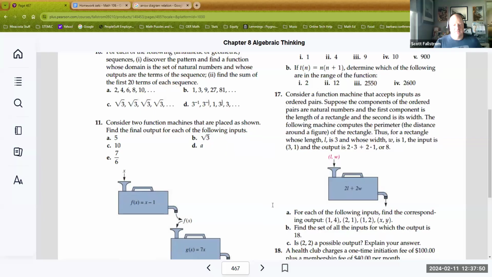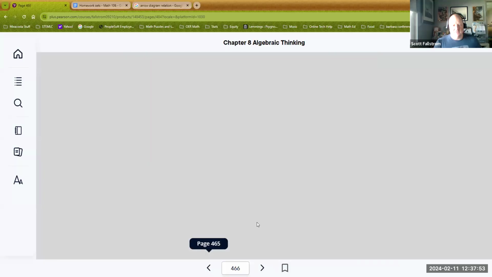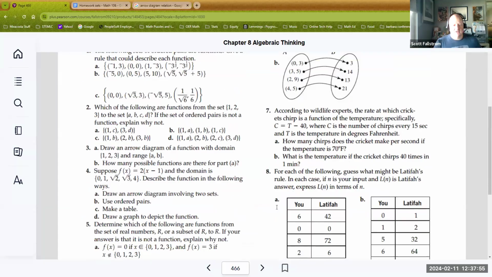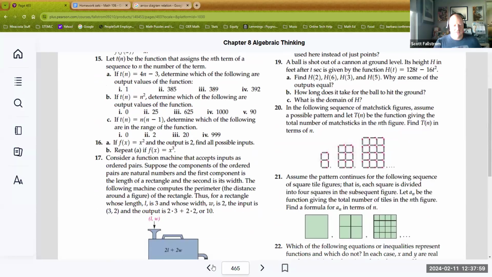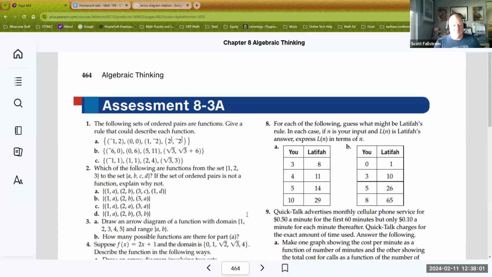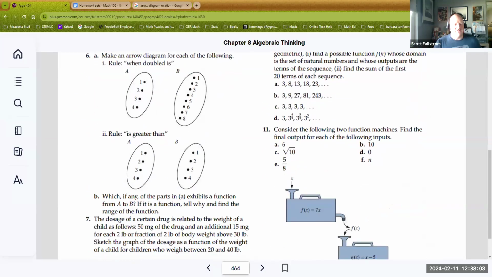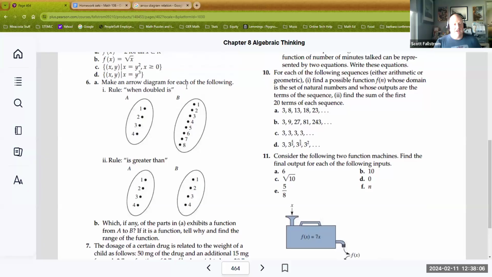So when you're dealing with functions, we saw we could look at them many different ways. Here we go. So arrow diagrams. Let me go back to the beginning in 4A, because I think there's some here. Yeah, here's some. Again, this is make an arrow diagram for each of the following. And it says when doubled is. Now this is great because they're using two different sets, A and B. But again, you could have used just from A or from B to B. You could have said the same thing.